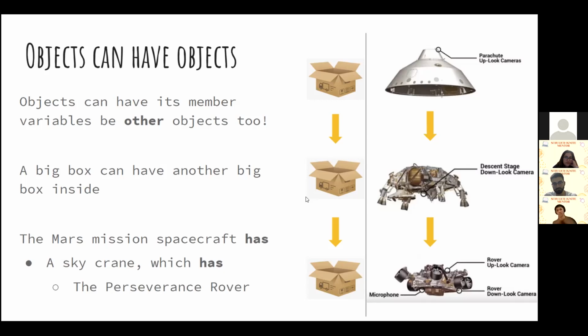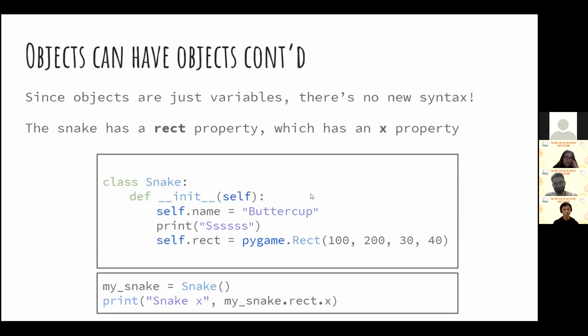We can build an entire city using this concept, and I want to quickly show off the syntax here. Let's say, for example, I want a rectangle for some reason. I don't know why, maybe it becomes useful in the future, hint, hints. So we have some objects here. There's no new syntax here. They're just variables, right? So I'm just going to read off the slides here rather than typing it out. We have class Snake. This is nothing new. Def init self, nothing new in there. We're going to set it to buttercup. We're going to print out SSS.